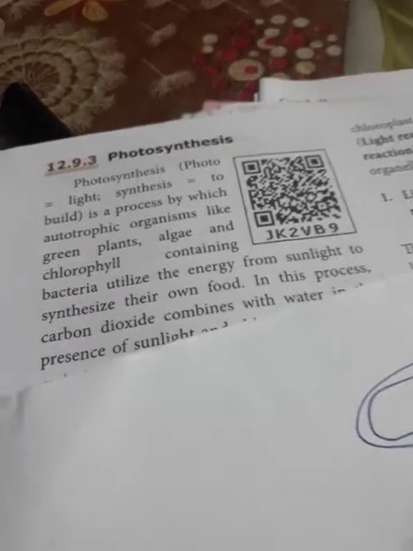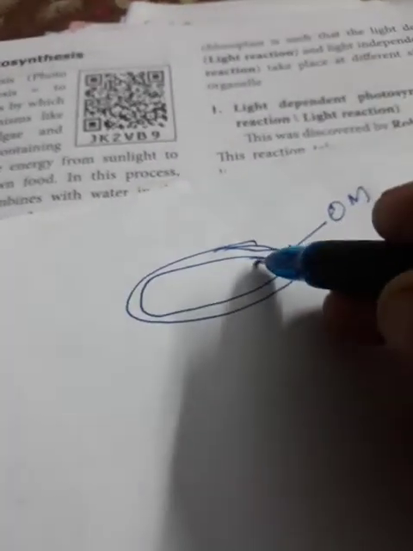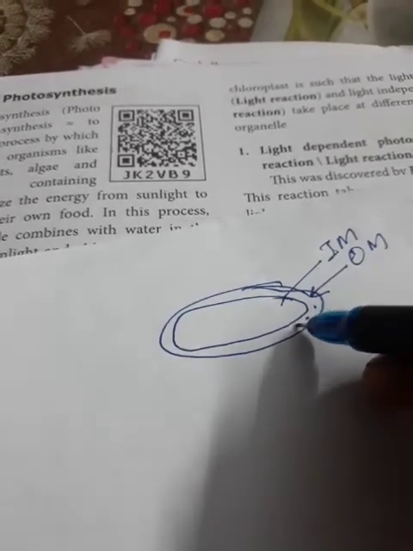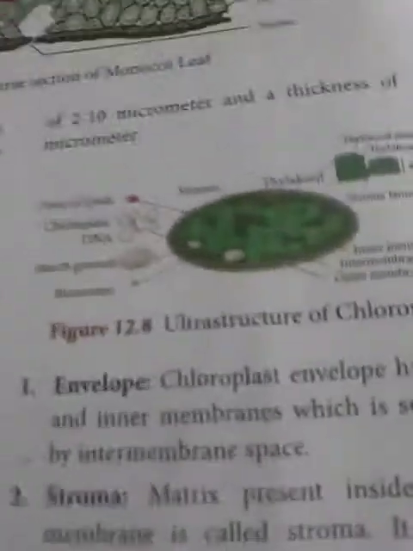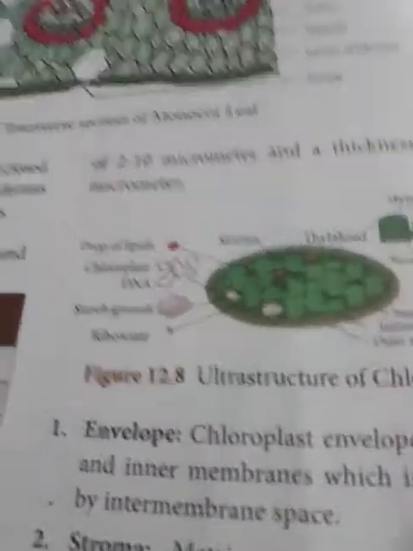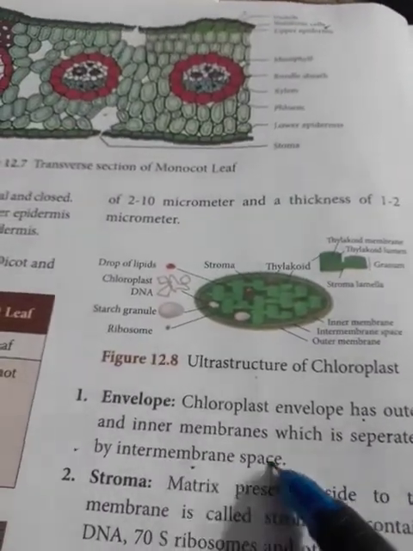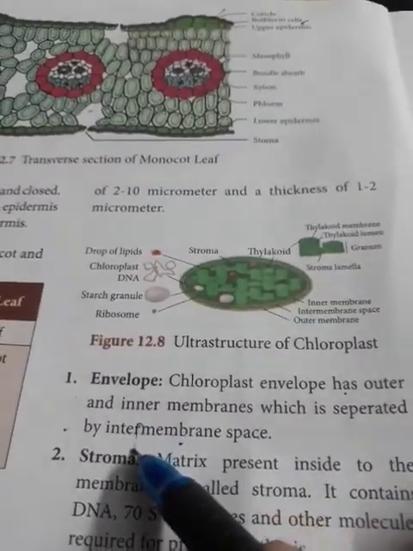It is called outer membrane. And this is called the inner membrane. In between the membrane we can see the space which is called intermembrane space. Chloroplast envelope has outer inner membranes which is separated by intermembrane space. Inter means in between.